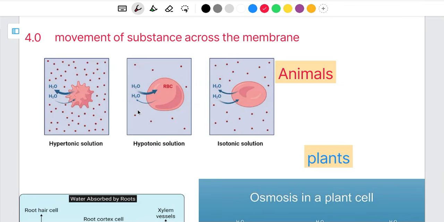Therefore, water is going to move from outside the cell into the cell. The cell will gain water by osmosis in that way. Isotonic, iso means same, hypo means low, hyper means high. So isotonic, the concentration is the same, the one outside and the one inside, so the cell is just going to maintain its shape. In the hypotonic scenario, the cell is going to burst if it is an animal cell, because it doesn't have the cell wall.